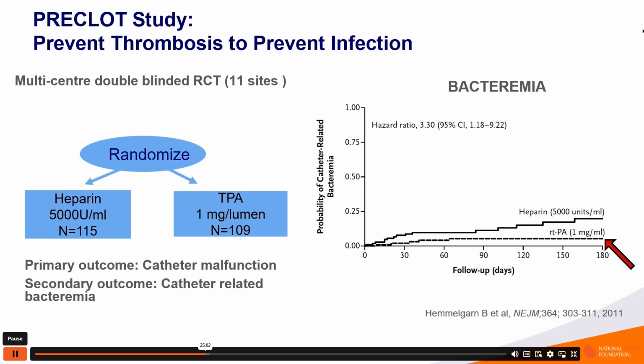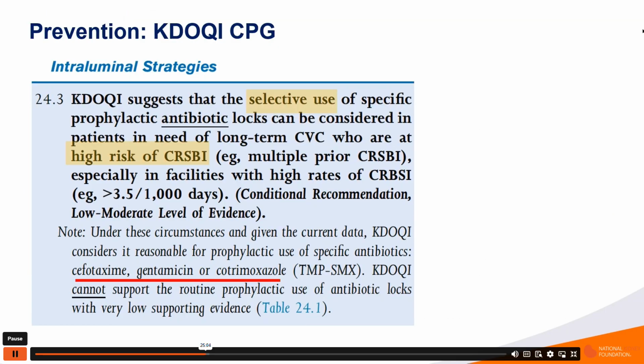The KDOQI guidelines say that you can use the selective use of specific antibiotic locks for patients who are at high risk to reduce infection, so for prevention. And there were a number of agents that were chosen through the evidence review team: cefotaxime, gentamicin, and cotrimoxazole.